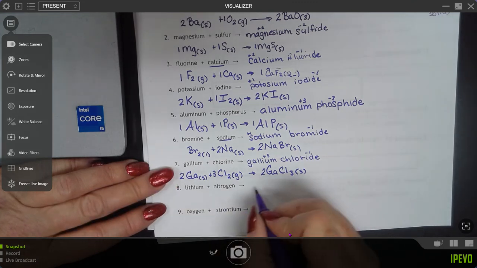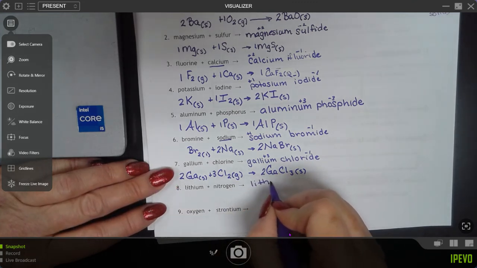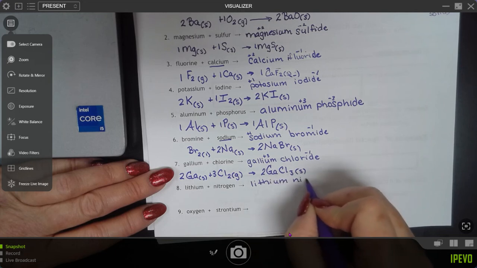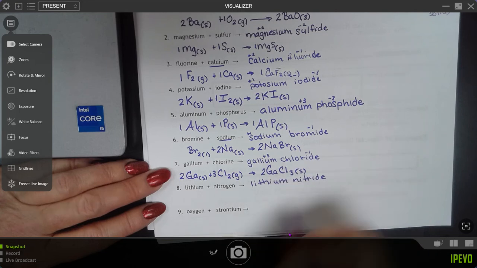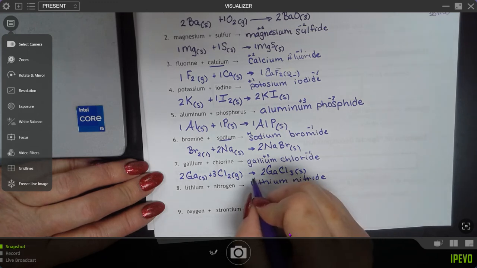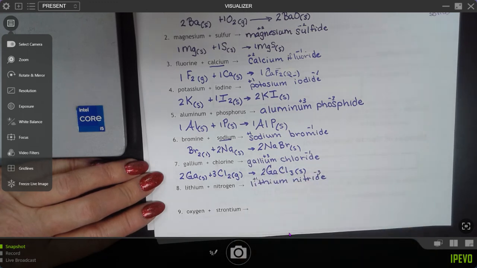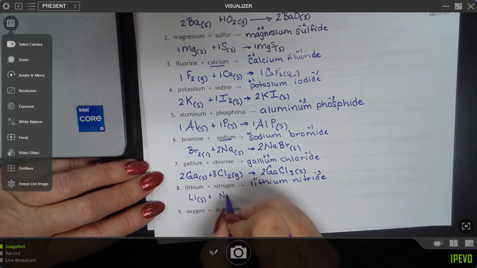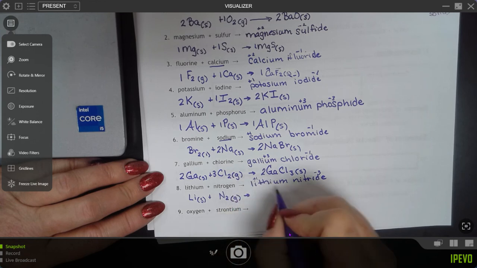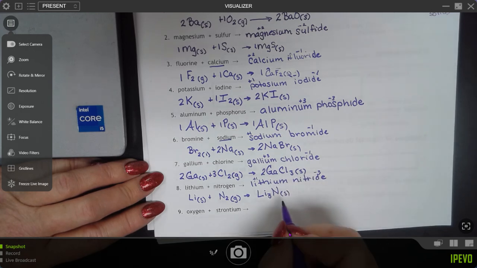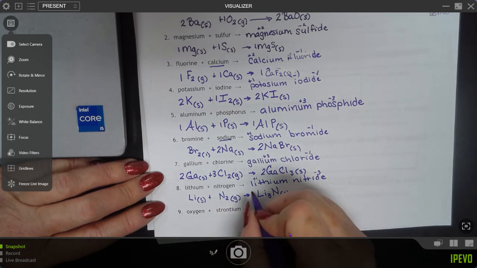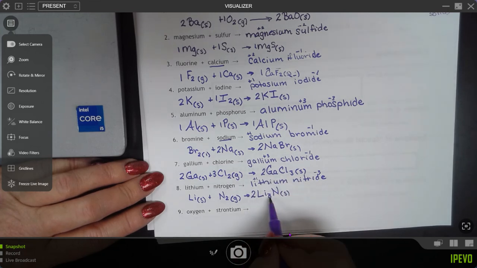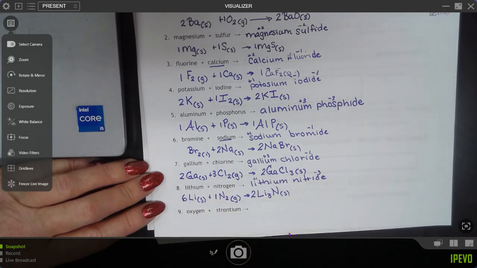All right, lithium plus nitrogen forms lithium nitride. Lithium forms a +1 ion, nitrogen a -3. So I have lithium solid plus nitrogen N2, a diatomic gas, which produces Li3N solid. All right, let's see. I've got 1 nitrogen here and 2 here, so I need a 2 here. And then I have 6 lithium, and I'm balanced.